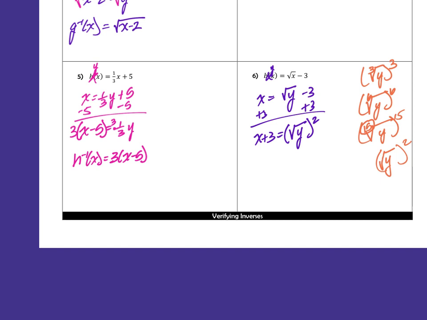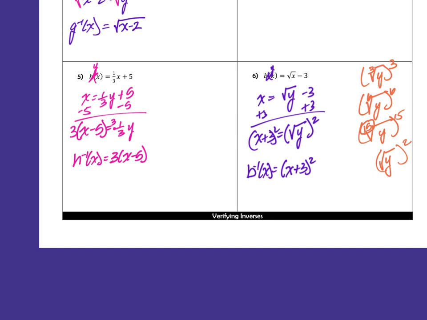So if I square one side, I'm just going to square the other side. So I get b inverse of x is going to equal x plus 3 squared. And you can leave it that way. That is not a problem. I can leave it written this way because it's easier to find the inverse if it's in this form and to look back and forth and to verify its inverse. It's just easier to do in this form.